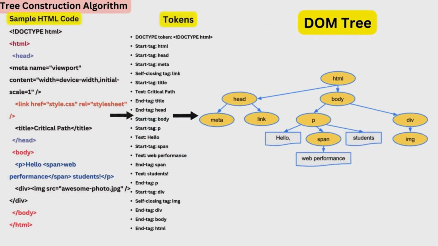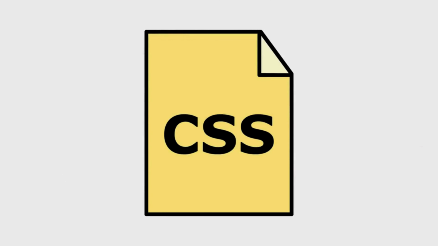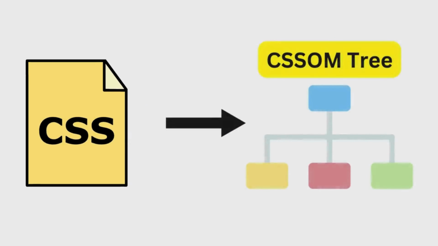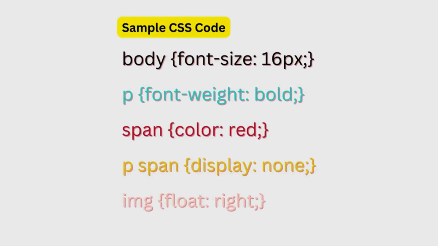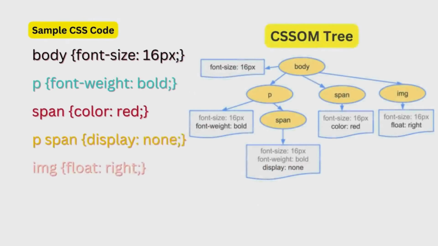But the DOM tree is only one part of the process. While the DOM tree organizes the HTML structure, the CSS also needs to be processed. This is where the CSSOM tree comes in. The CSSOM tree, or CSS object model tree, is built in parallel with the DOM tree. It takes all the CSS rules applied to the web page and organizes them into a tree-like structure, just like the DOM tree.